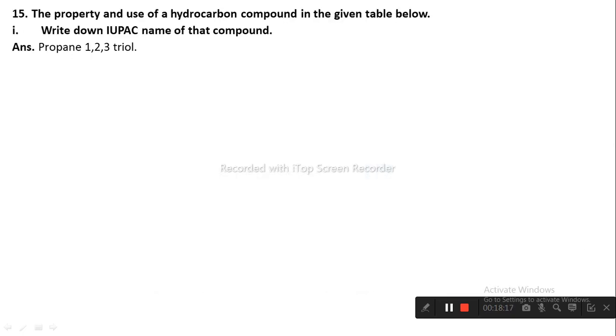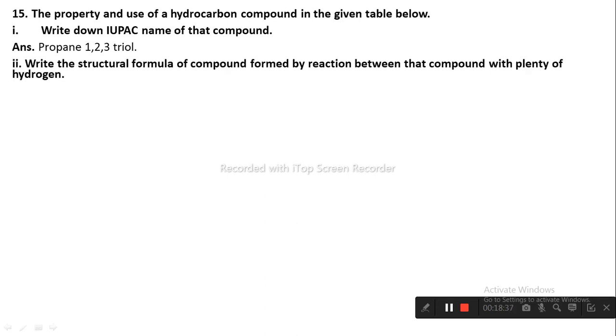The property and use of a hydrocarbon compound is given in a table below. So on the basis of that, we are going to answer the questions. Write down the IUPAC name of that compound. Since the compound in the table is glycerol, its IUPAC name is propane-1,2,3-triol.